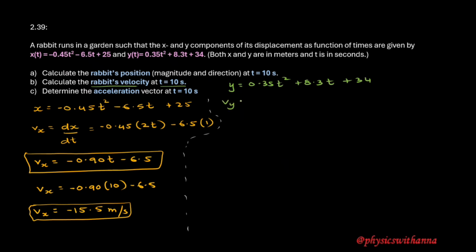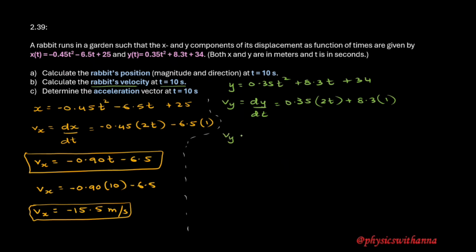The y component of velocity we find by taking the derivative of y. So 0.35 remains as it is, as it is a constant. The derivative of t squared is 2t, plus 8.3 remains as it is. The derivative of t is 1, and plus 34 is a constant which is not multiplied to t, so its derivative will be 0.